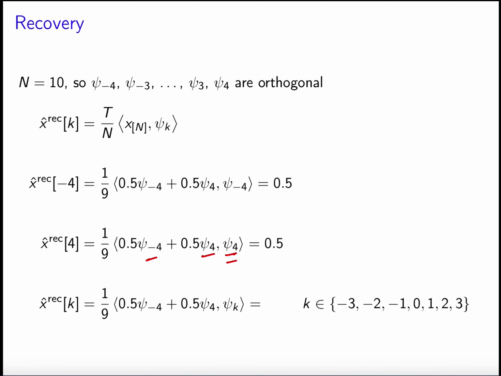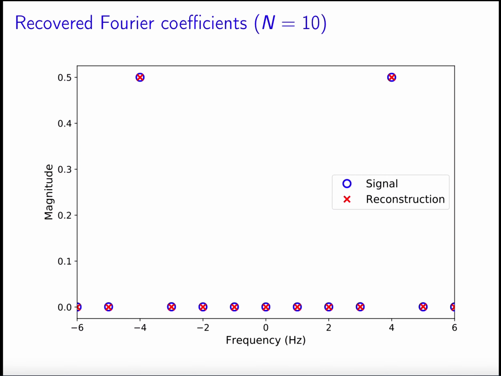And what happens for all of the rest? Okay, where k is not equal to 4 or minus 4, those guys are orthogonal. So we're just going to get 0. So now we reconstruct our signal. First, we take a look at what Fourier coefficients we have recovered. They're all 0 except for minus 4 and 4.